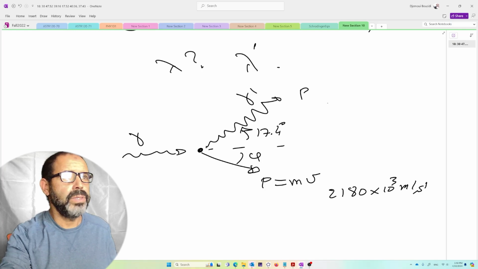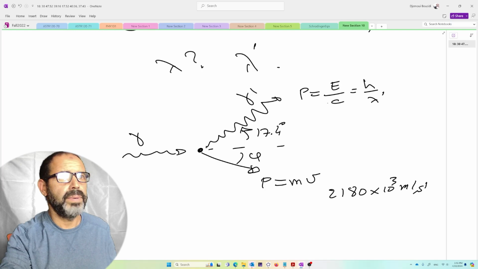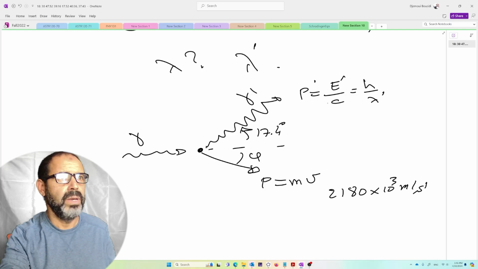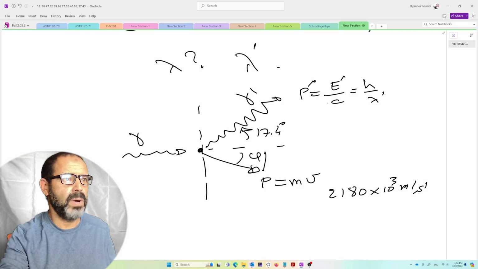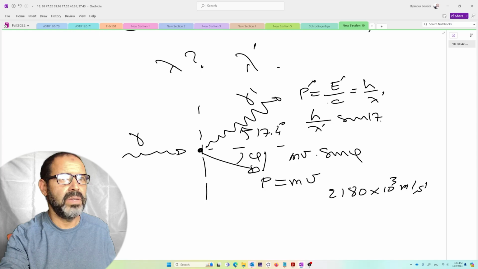And this momentum in here is equal to the energy over c, which is h over lambda prime. So you need the lambda prime. That's why I said we need to compute it to find the momentum of the outgoing photon, p prime. So you have p, you have p prime. The momentum is conserved, before equals after. Forget about the components in the x direction, in the direction of the initial photon. Let's focus on the direction perpendicular to it. This component of the momentum, which is mv times sine phi, an angle which we're supposed to find, must be equal to the momentum h over lambda prime times the opposite to the angle 17.4, sine of 17.4 degrees.